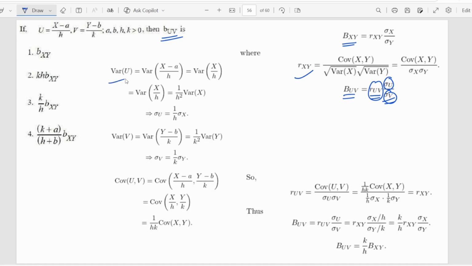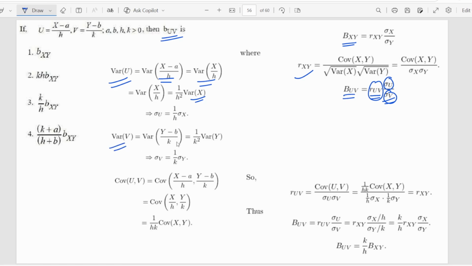If we start with the variance of u, which is the variance of x minus a by h, the minus a by h part, which is the constant, gets removed from the variance. So we are left with this. And the scalar multiplied with the random variable, which is 1 by h, comes out, and we have 1 by h square times variance of x. So when we take the standard deviation, which is the square root, we get sigma u equals sigma x times 1 by h.